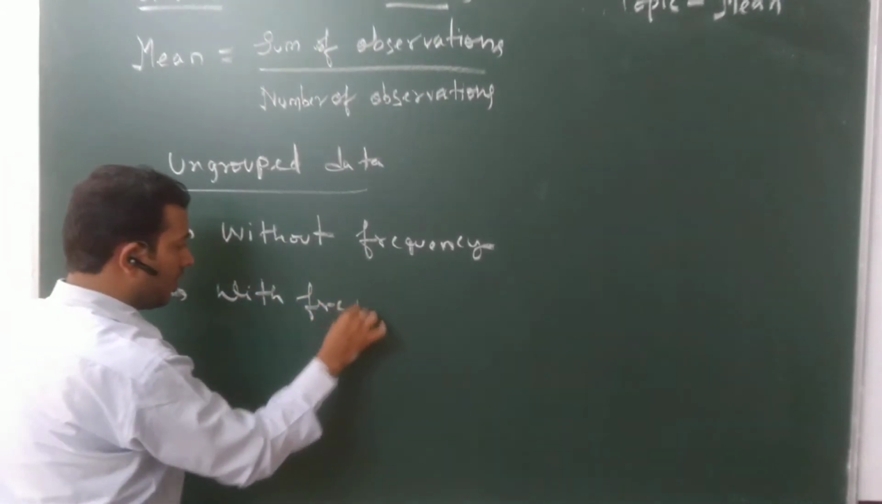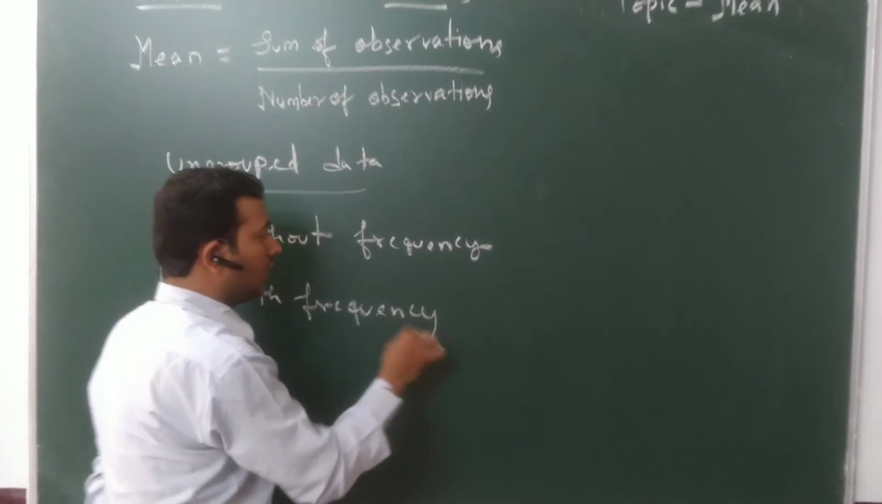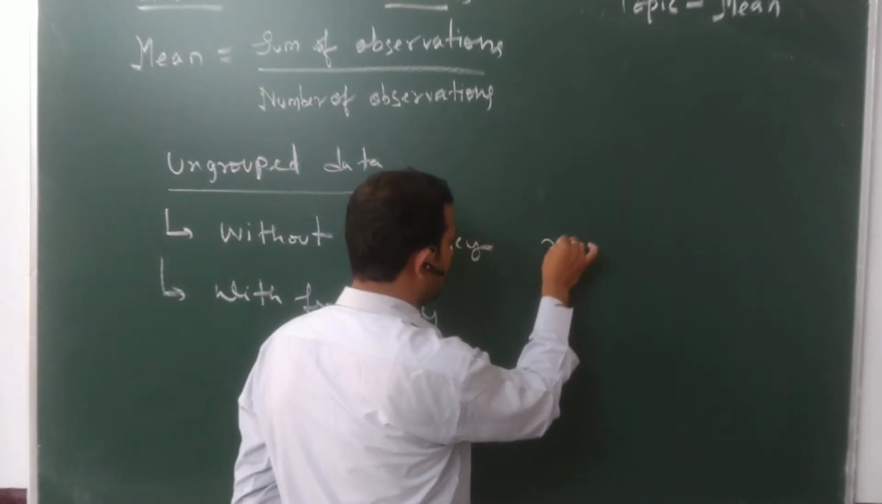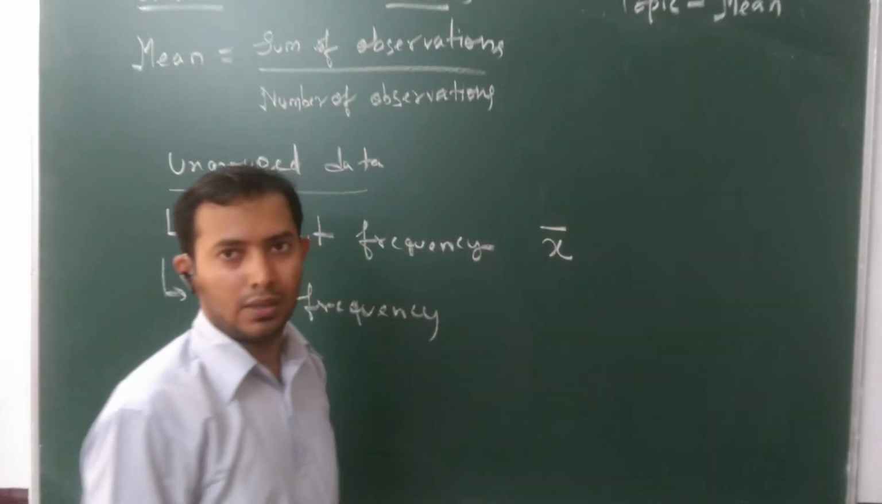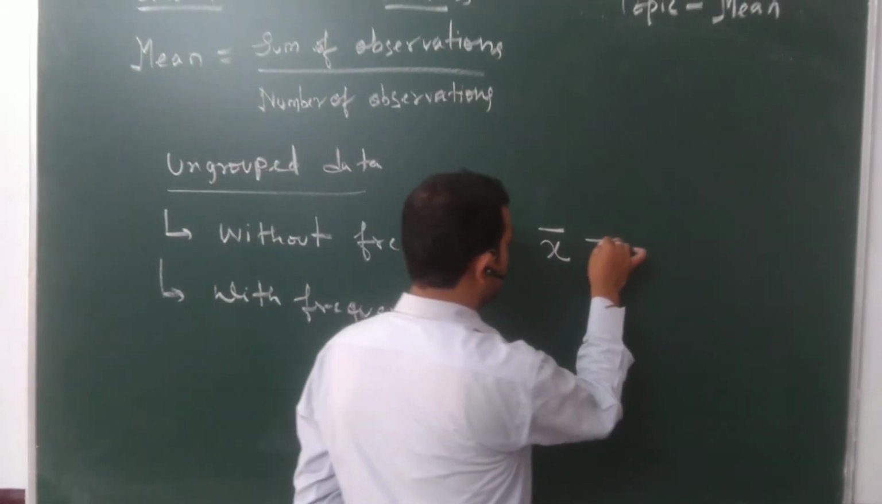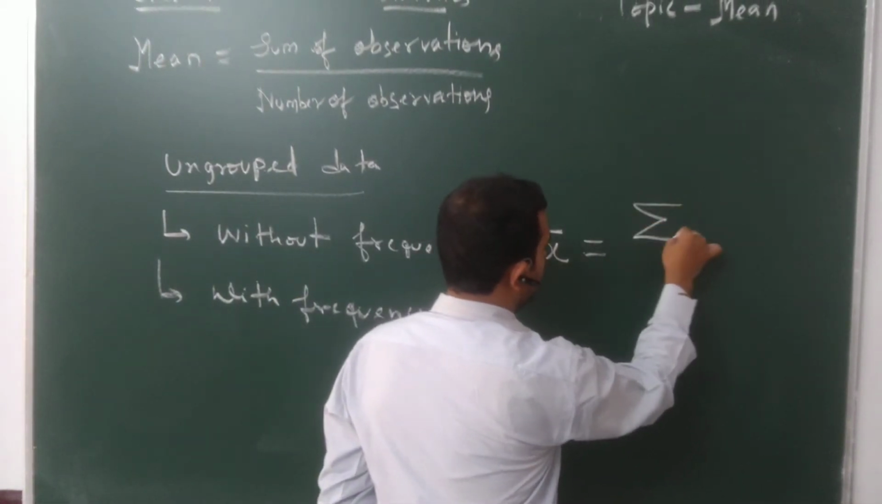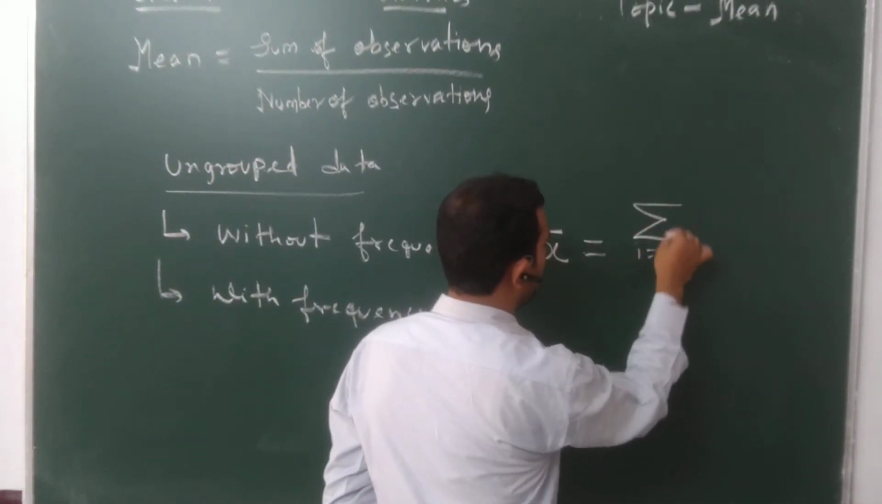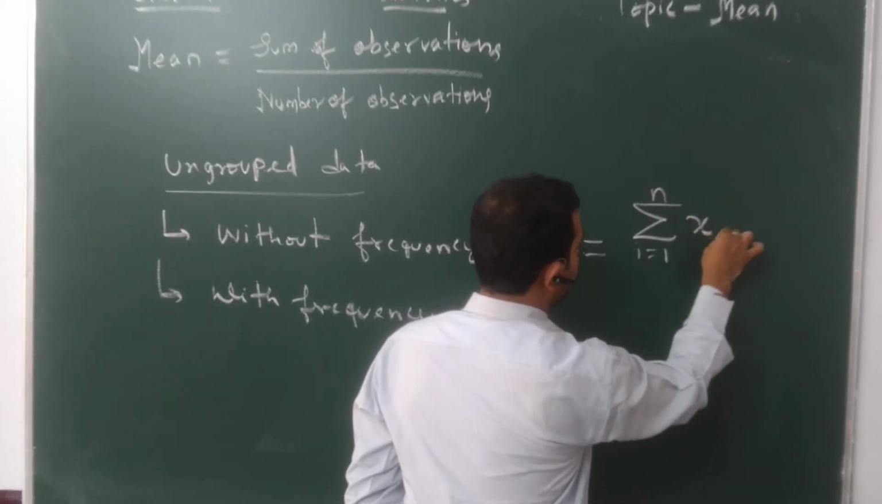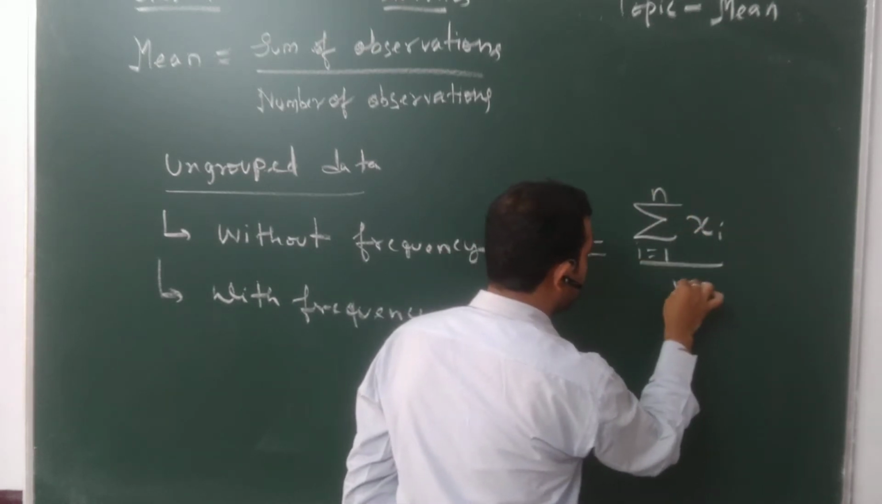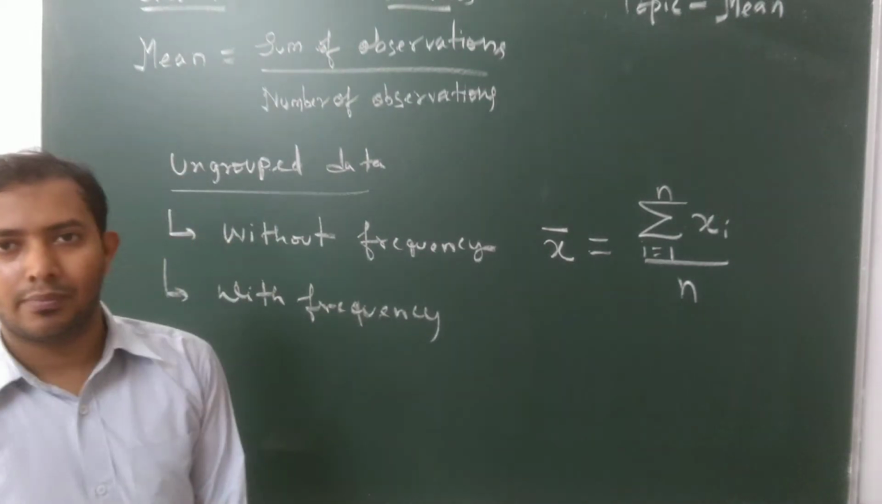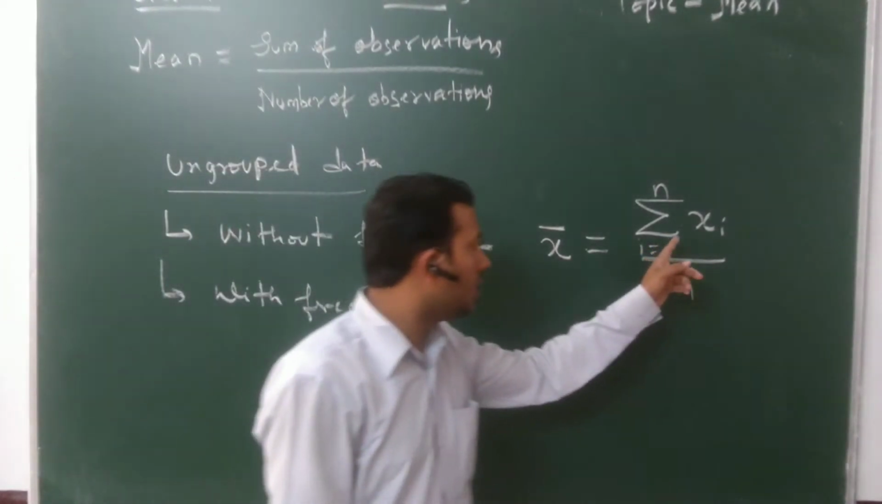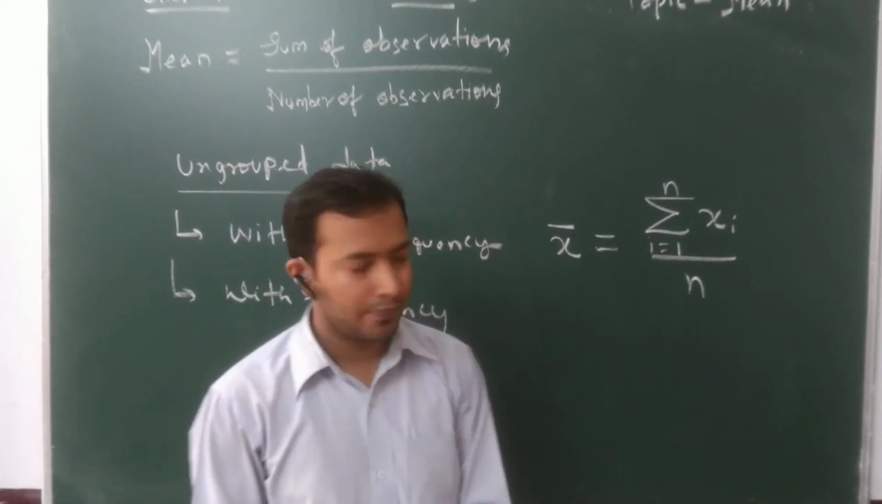Now, for the first one, what is the formula? X bar, this is your mean symbol. So x bar equals what? Summation i equals 1 to n, xi, by n. This is the formula. This symbol is for summation.